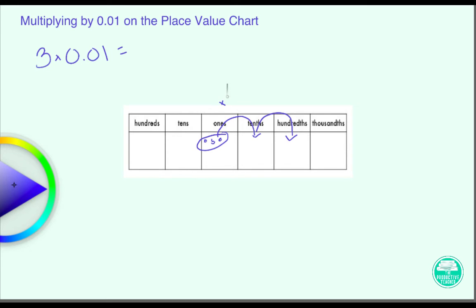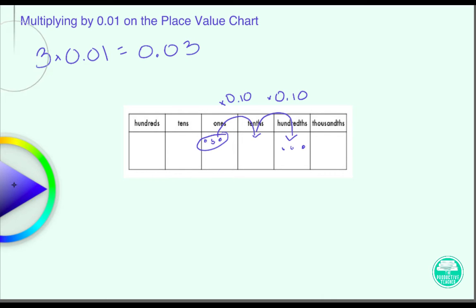Multiplying by 100th is the same as multiplying by 1/10 twice. It is also the same as dividing by 10 twice, or dividing by 100. So I move 2 times to the right on the place value chart and I get 3/100ths. So 3 times 100th equals 3/100ths.